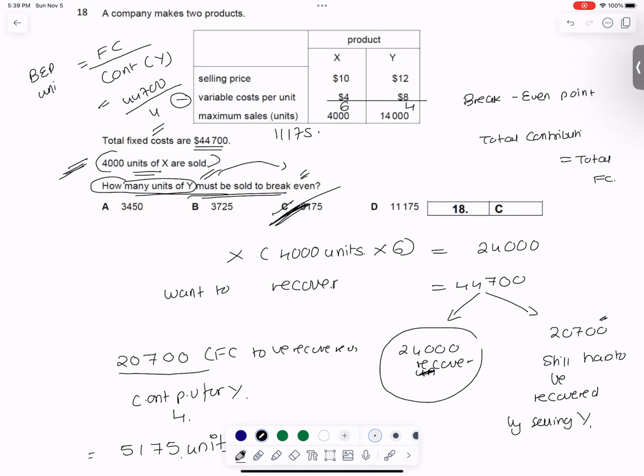We do this because normally we do this, even I would have done that only. But it's both the products, both the units, and they are telling that X is already 4,000 units. Now you tell me how much I have to sell of Y to recover the fixed cost. Okay. That is the catch.